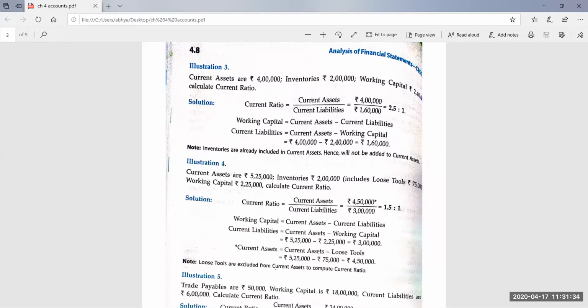Okay, now current assets for the current ratio, not the actual current asset. For current ratio, current assets equal to current asset minus loose tool. So current assets 525, loose tool 75, which is equal to 4,50,000. So now put the values in the formula: 4,50,000 upon 3 lakh, which is equal to 1.5:1. And remember that every time you have to write the answer in ratios in lowest term. Yes, Harshdeep is asking whether to minus the inventories. You need not to minus the inventories because that is the part of current asset.